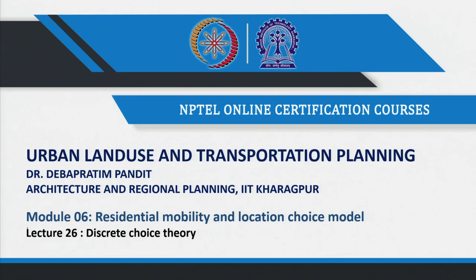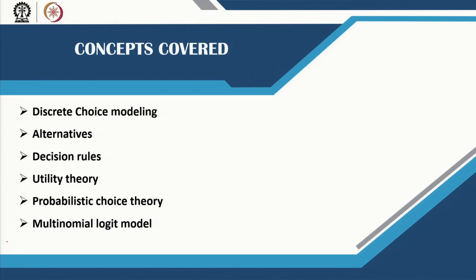Welcome back. We start module 6, which is residential mobility and location choice models. And in lecture 26, we start with discrete choice theory. So the different concepts that would be covered in this lecture are discrete choice modeling, alternatives, decision rules, utility theory, probabilistic choice theory, and then finally the multinomial logit model.